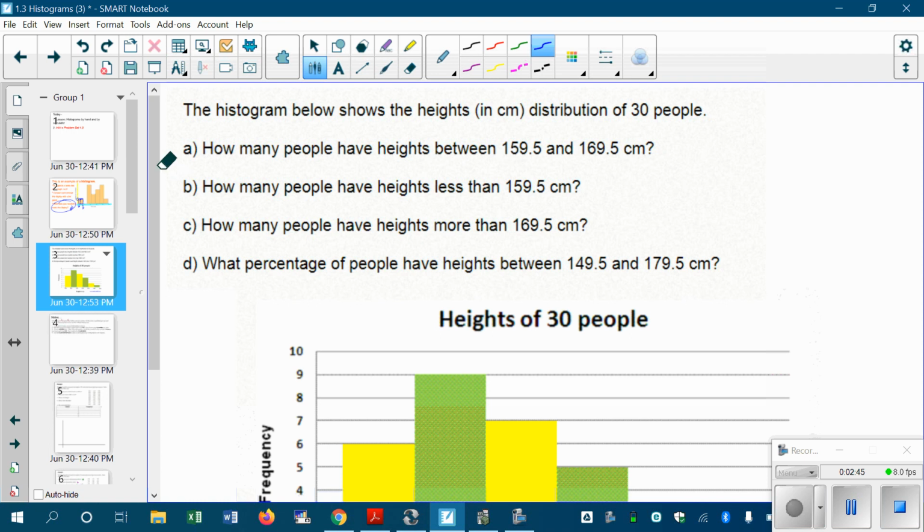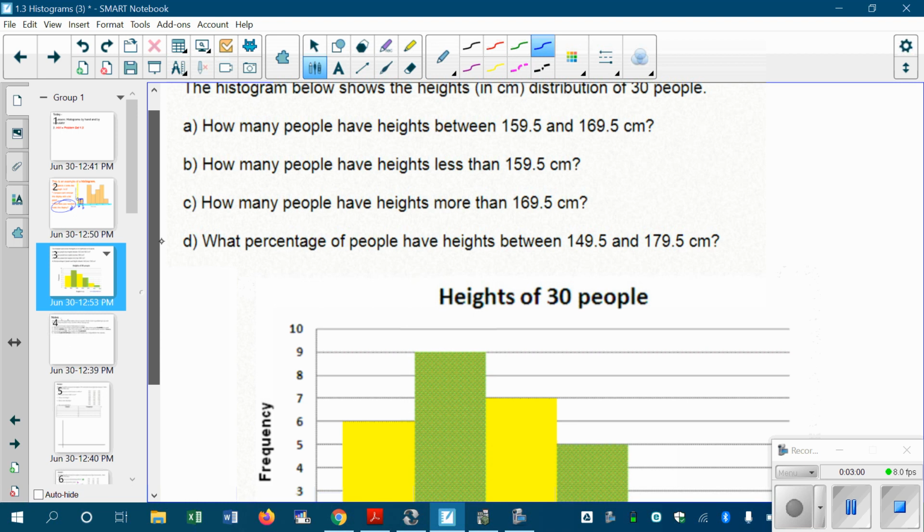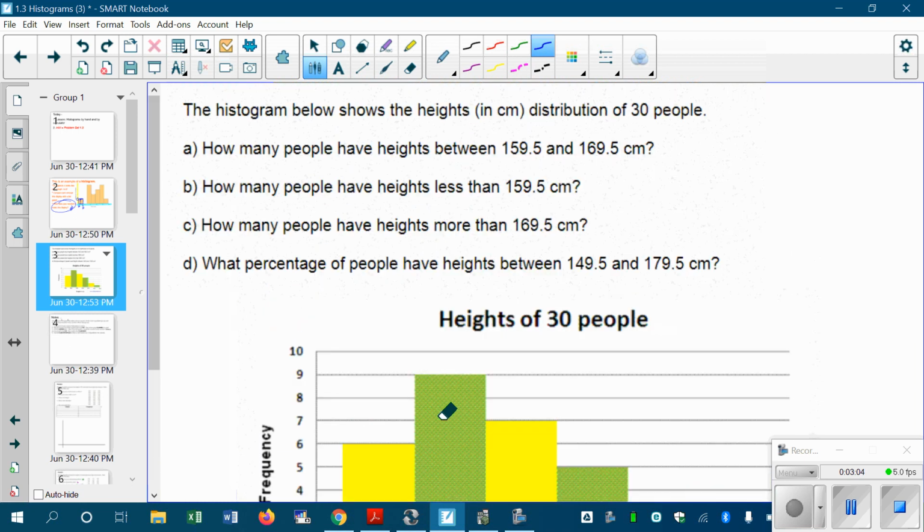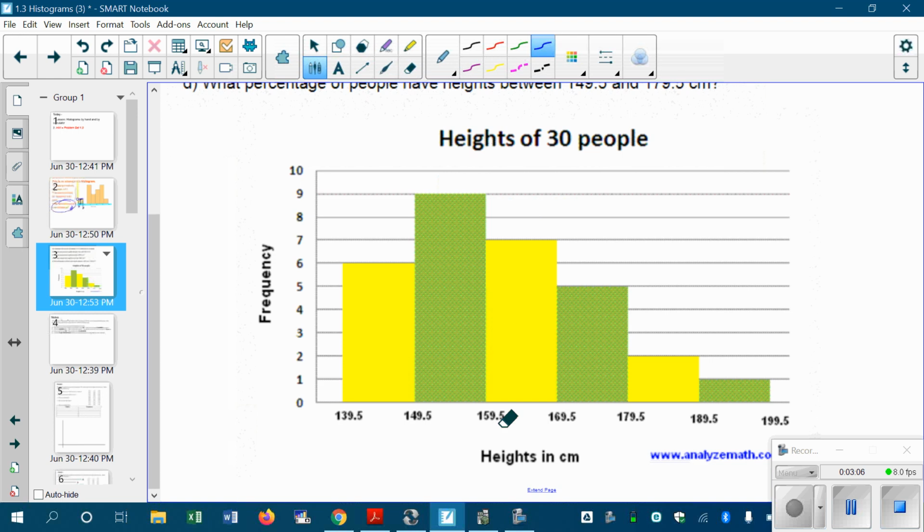Okay, this graph and set of questions is just to practice reading a histogram. So this histogram shows the height in centimeters of a group of 30 people. And so there are some questions here. How many people have heights between 159.5 and 169.5? So I'm going to find that on my scale here. And then I read up. Oh, 7.